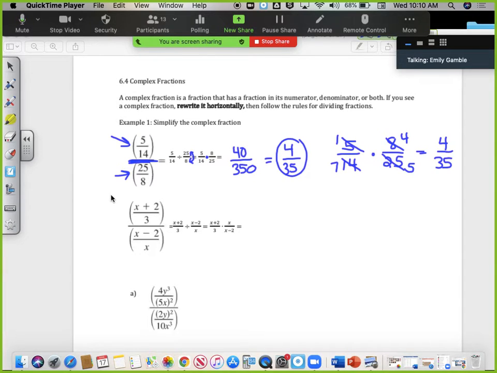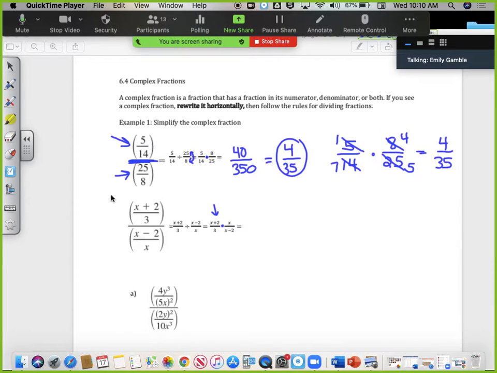I think that cross-canceling does work out to be the better method when we have polynomials, like in the next problem, so that you don't have to multiply them. You can just cross-cancel as you go. The next problem is (x plus 2)/3 divided by (x minus 2)/x. So you can see that it's rewritten horizontally. And then you keep the first fraction the same, flip the division to multiplication, and then the second one flips upside down. And then when that happens, you can look for cross-cancellation.